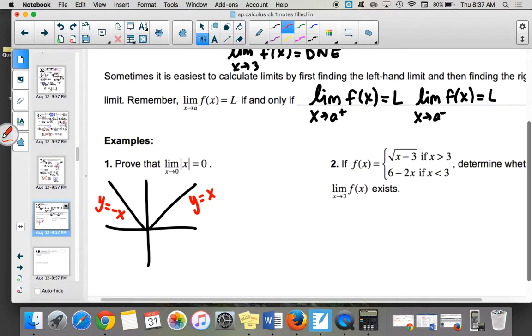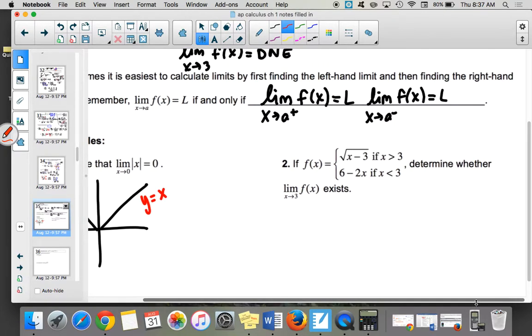Okay, so number 2. It says f of x equals the square root of x minus 3 if x is greater than 3, and f of x is equal to 6 minus 2x if x is less than 3. So determine whether the limit exists. So do they go to the same number when you plug in 3? Yeah, they go to the same number.